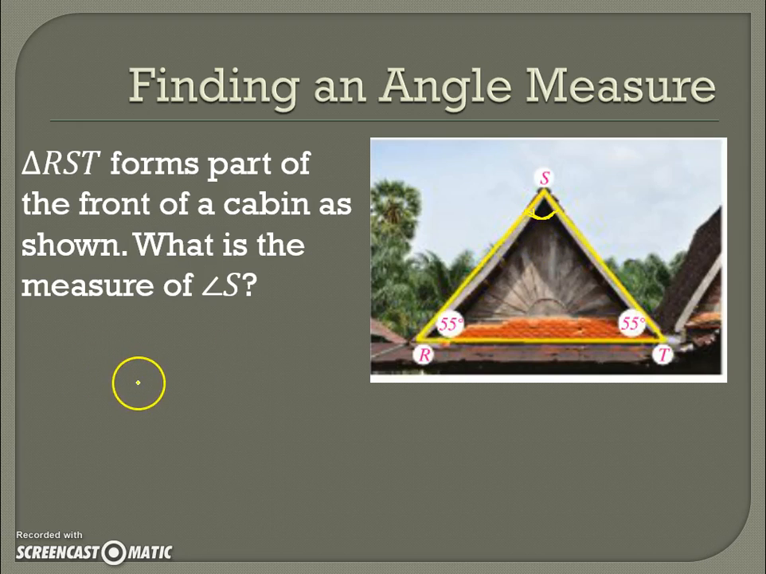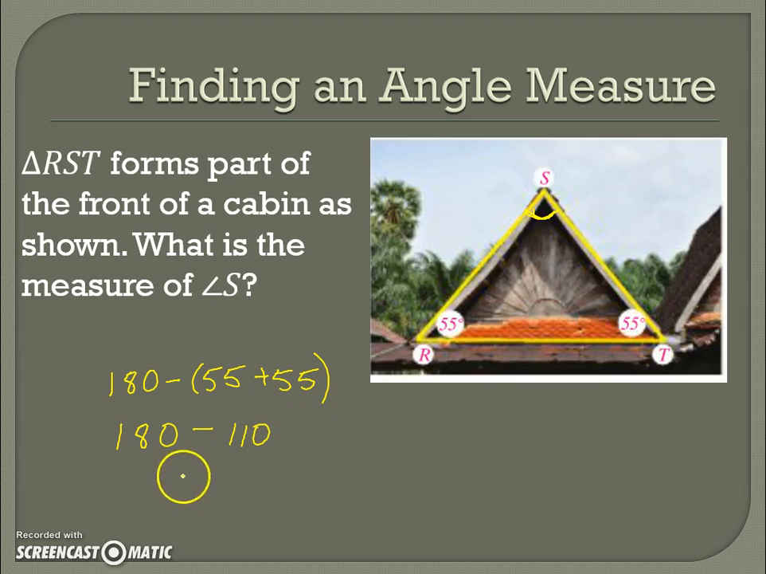Okay, so in order to do that, it says the sum of all angles in a triangle must equal 180. So if I know two of the angles, to find that missing angle, I can just subtract the two other angles that I have. So I have 180 minus 110, and that equals 70 degrees. So this angle right here must be 70 degrees. That's all you're doing for this, is just subtracting from 180. That should be super simple for you.